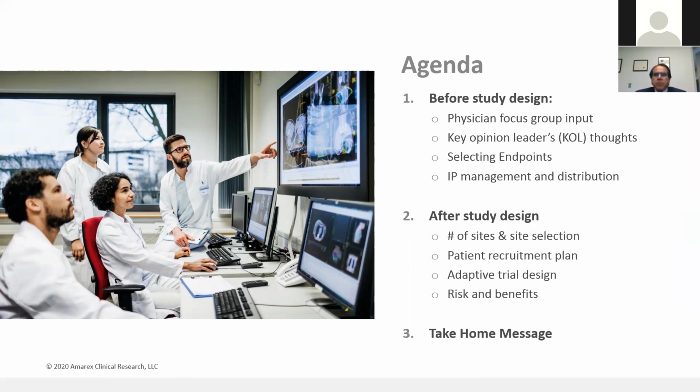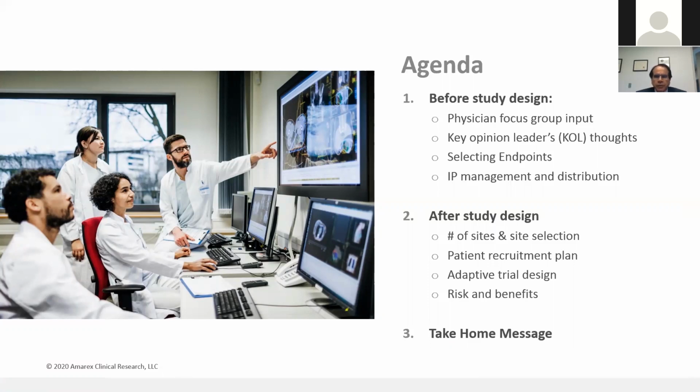For the before study design, I am focusing on a few components that are essential when someone is thinking of doing a clinical trial. One is physician focus group input. The other is taking advantage of key opinion leaders' thoughts. And then the next is selecting endpoints, being the primary endpoints, secondary endpoints, and so on.